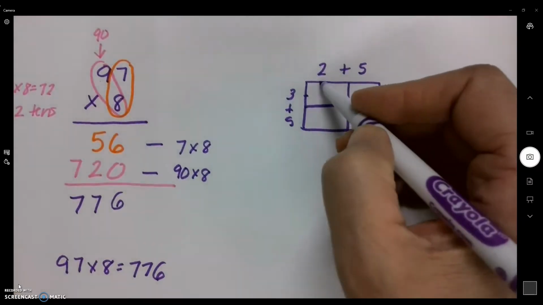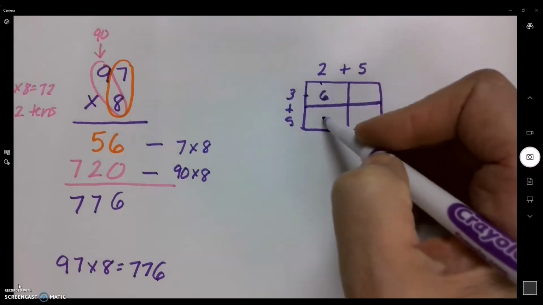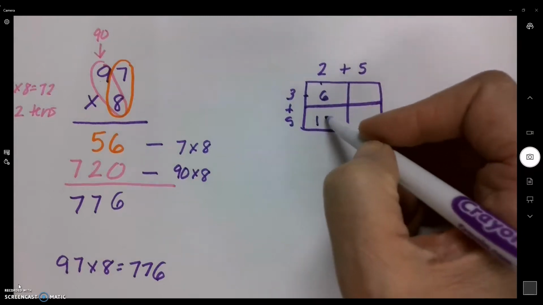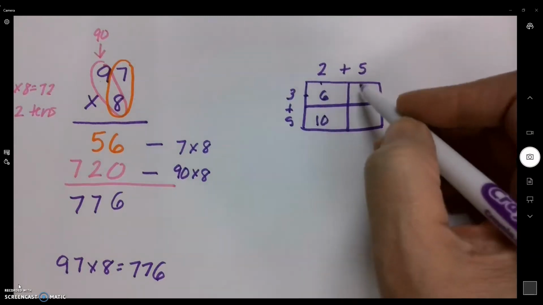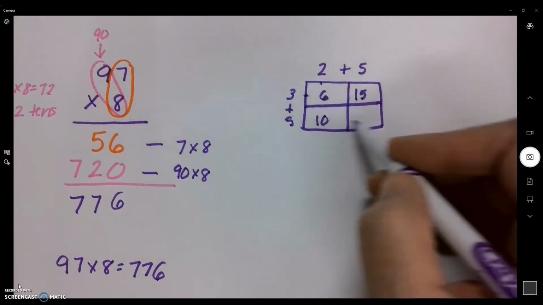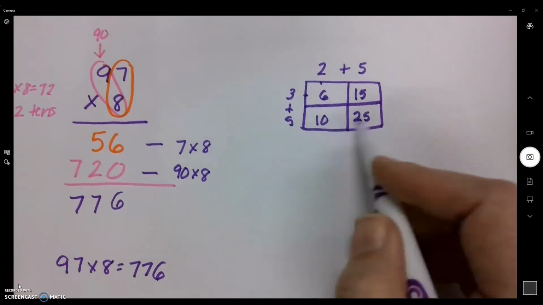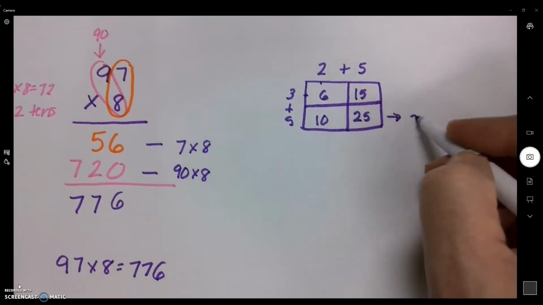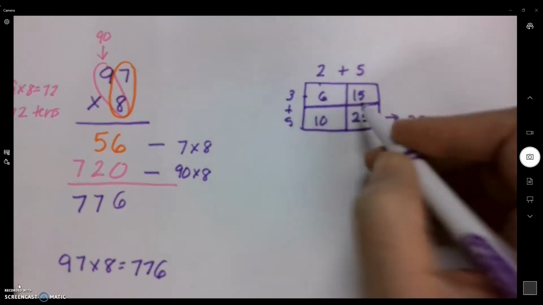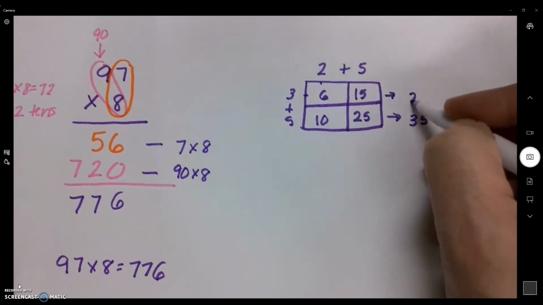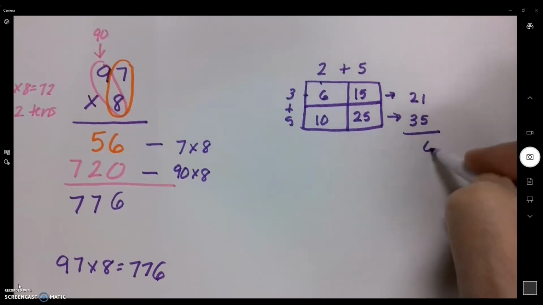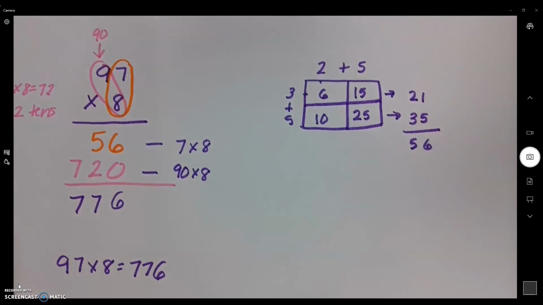So here I just say 2 times 3 is 6. In this box, 2 times 5 is 10. Over here I have 3 times 5 is 15. And here 5 times 5 is 25. Well, 25 plus 10 is 35. 15 plus 6 is 21. And when I add those, I get 56.